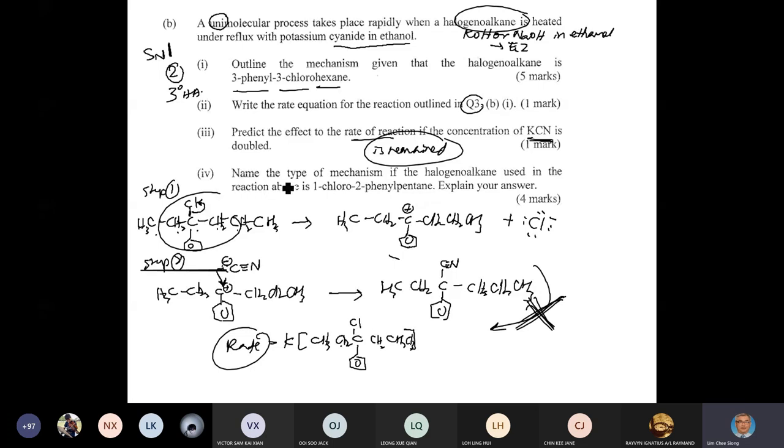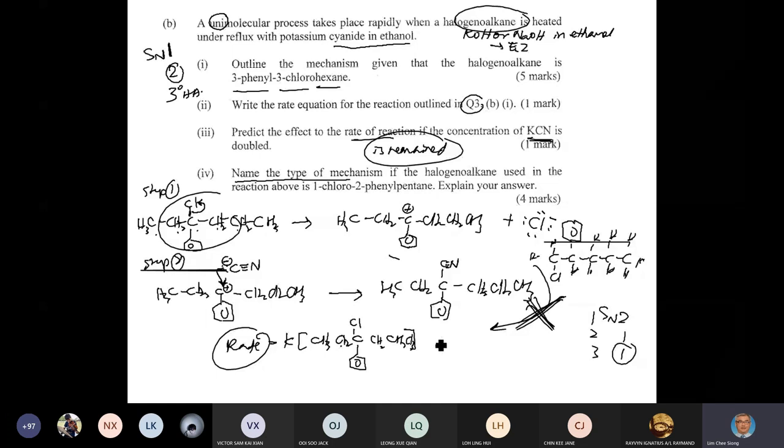Okay, once again, number four. Name the type of mechanism if the haloalkane used in the reaction above is 1-chloro-2-phenylpentane. So once again, this question is still asking how you are able to recognize the type of the haloalkane. 1-chloro followed by 2-phenyl. Okay, then what type of haloalkane should it be? Yes, it's under the first. Call the number out. Here's number 1. Okay, 1. So in the primary, we know this is under the SN2 mechanism. It asks for the type of mechanism, so we can give the name as the SN2 mechanism.